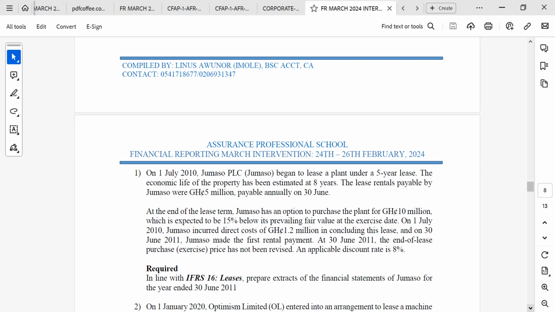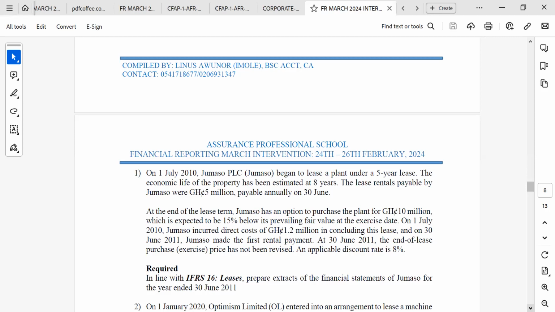The lease is going to cover substantially most of the useful life of the asset. So if the asset is for maybe 20 years, you are leasing it for maybe 12 or 13 years, that will be seen as a finance lease. There are so many characteristics for you to know that this is a finance lease, so you can go and read about them.